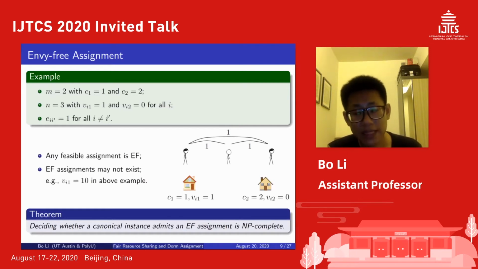But we can also see that if we increase the agents' value for the first resource from 1 to some large number like 10, then envy-freeness is not guaranteed. So there is no envy-free assignment because everyone desires the first resource a lot. And then we show that deciding whether a canonical instance admits an envy-free assignment is NP-complete. So even for canonical instances, it is hard to decide whether there is an envy-free allocation or not. So this is the first result.